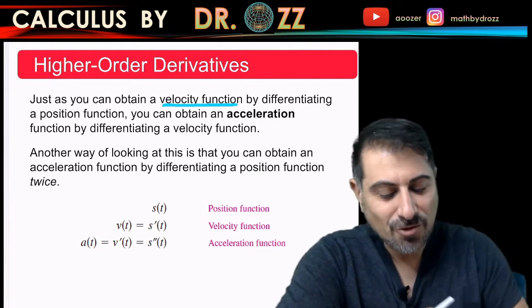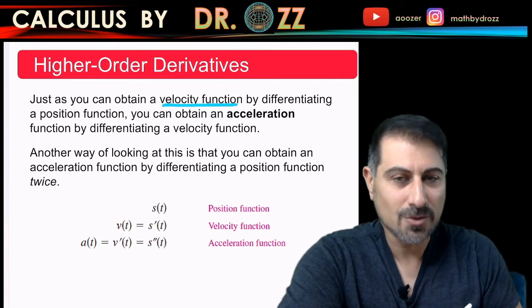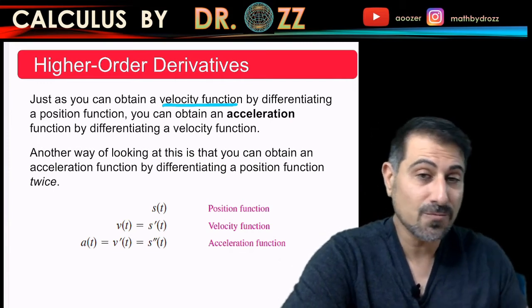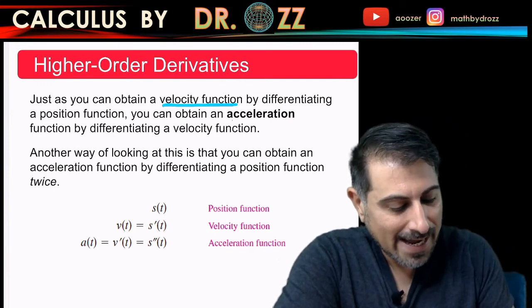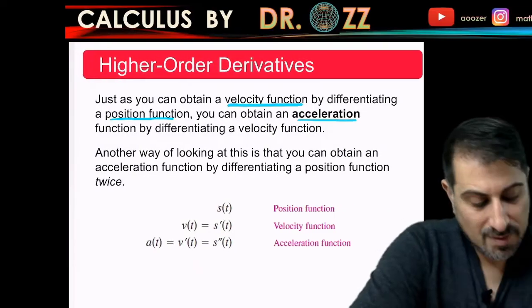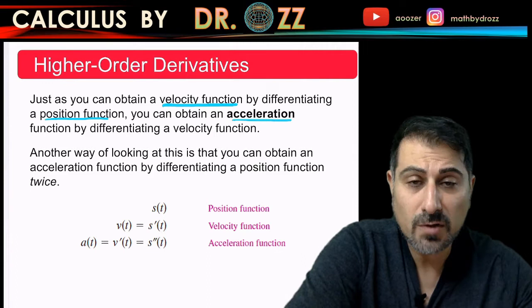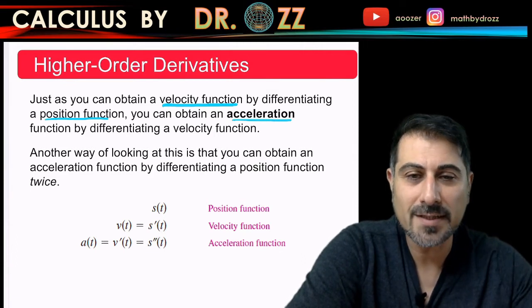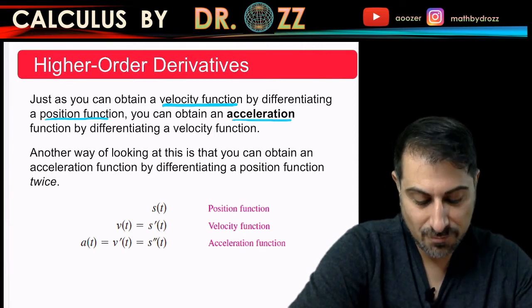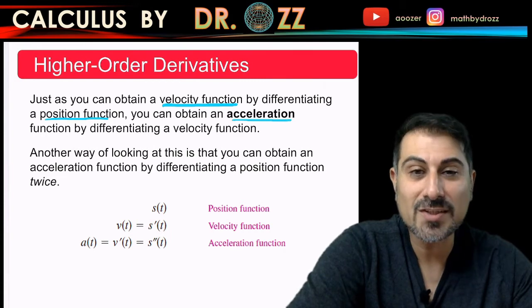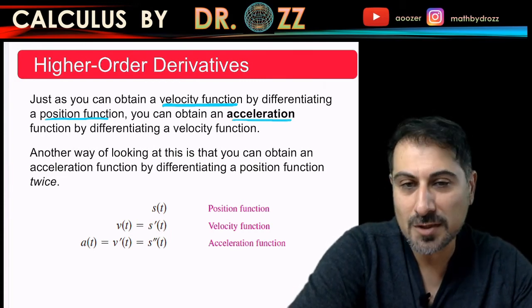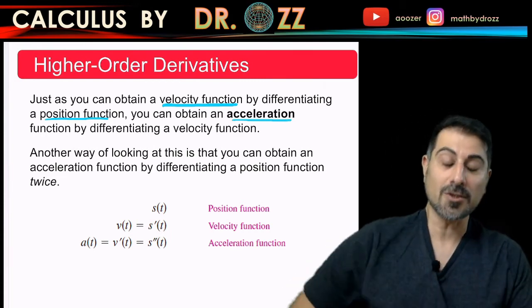So now if you take the derivative of the velocity, which is the rate of change of velocity in time, you get acceleration. And since the acceleration is the derivative of the velocity function and the velocity is the derivative of the position function, we can look at acceleration as the second derivative of the position function, and we're going to use a notation for that.